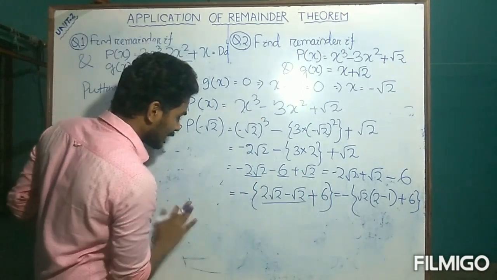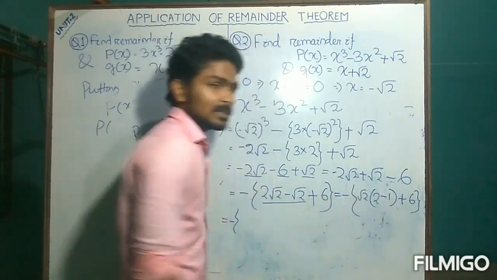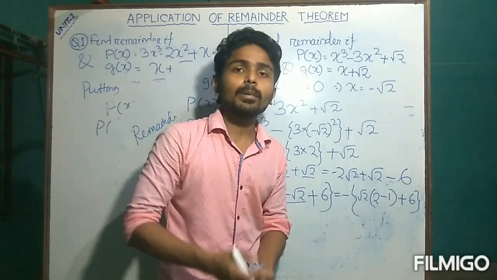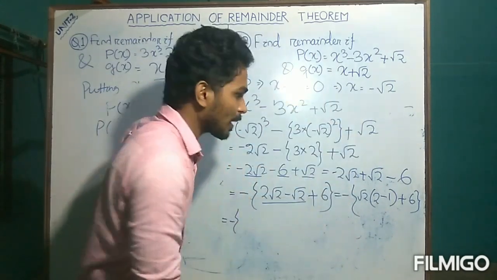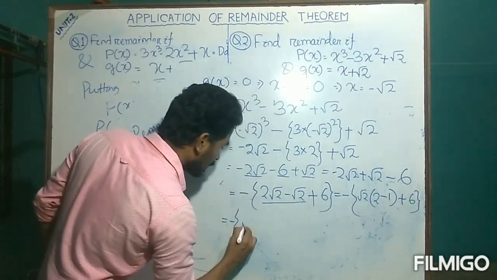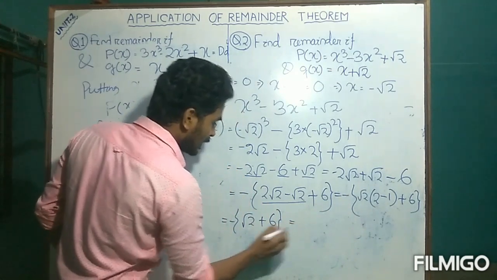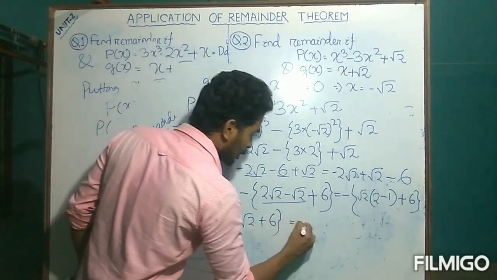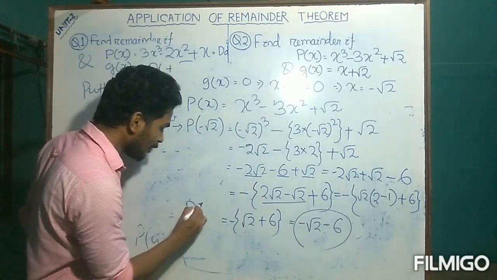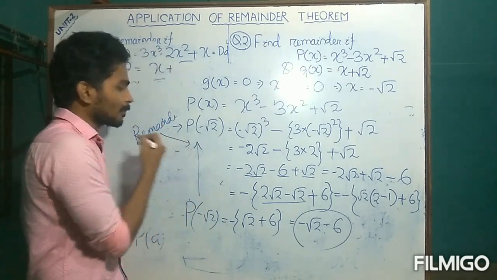Do not open the bracket here. 2 minus 1 is 1, and 1 into root 2 means the same root 2, because when 1 is multiplied with any number, it gives the same number. So 1 into root 2, 2 minus 1 is 1, into root 2 is root 2 plus 6. Now open the bracket, it will be minus root 2 minus 6. This is P of minus root 2, or you can say the remainder.